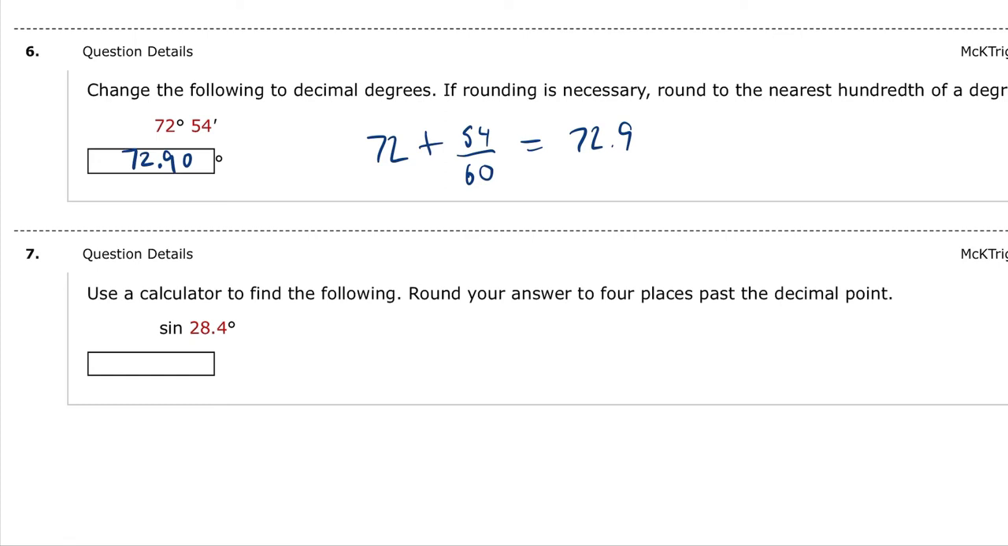All right, next, use a calculator to find the following. Once again, notice that there's a degree symbol there. Therefore, you want to make sure your calculator is in degree mode. And then go ahead and just type that into your calculator. Sine of 28.4 is 0.475. Round your answer to 4 decimal places past the decimal point. So I am getting 0.47562. And since they're asking for 4, you're supposed to check the 2. And since that is less than 5, we're going to keep that at 6. 0.4756.